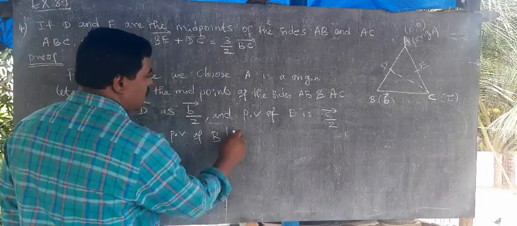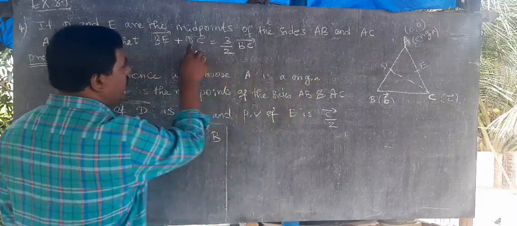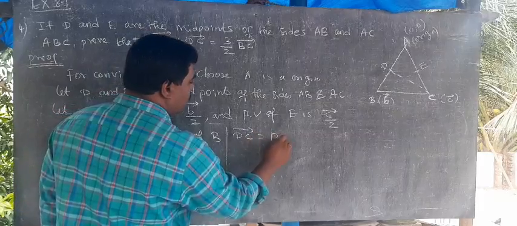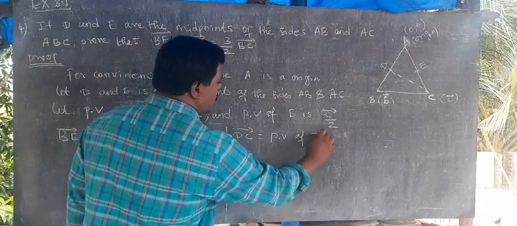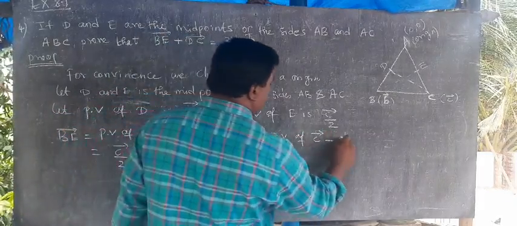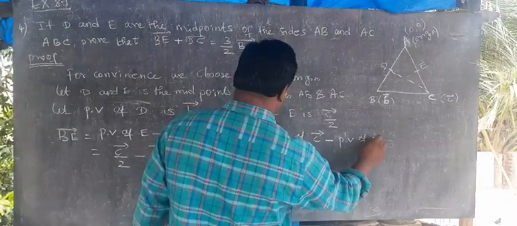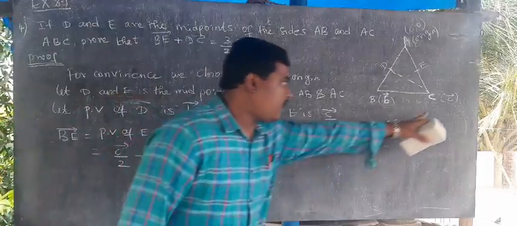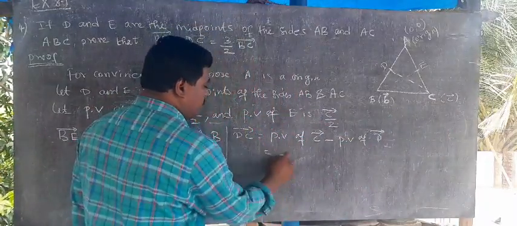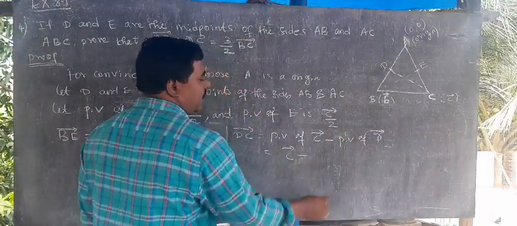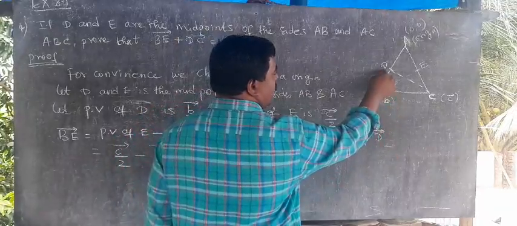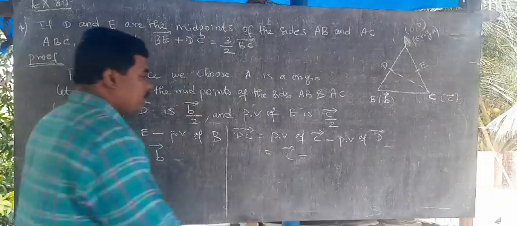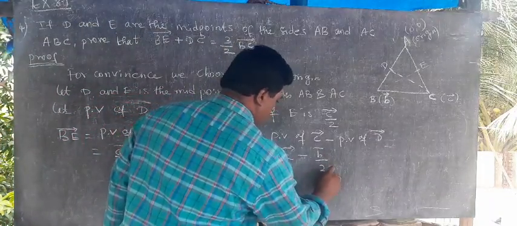Then we come to the point, we need DC vector. DC vector equal to position vector of C minus position vector of D. Position vector of C equal to what? Small c vector, minus position vector of D, equal to B vector by 2.